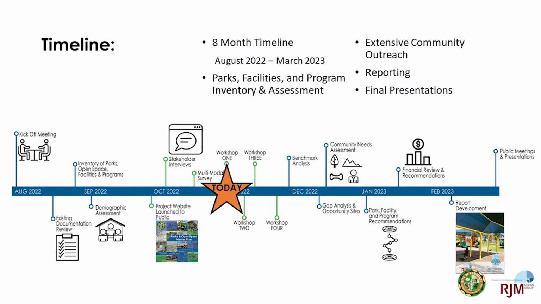The process will be conducted over an 8-month timeline. We'll go through the extensive parks and facilities program and inventory assessment, the community outreach, the reporting, and then finally presentations. You can see where we are here by the star at workshop number 1.